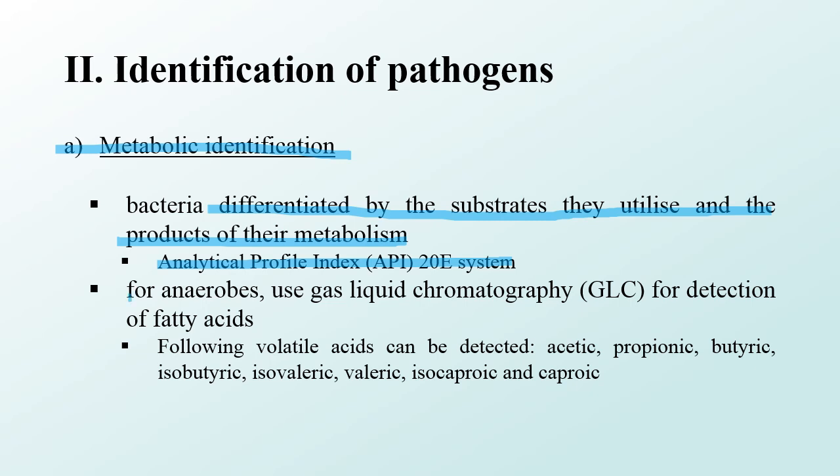And usually for the anaerobes, we do not use the API 20E system. We use gas liquid chromatography, or GLC, for detection of fatty acids. Each anaerobic bacteria will have a different fatty acid content. So based on that composition, we are able to identify the pathogenic bacteria. And these are some of the volatile fatty acids.